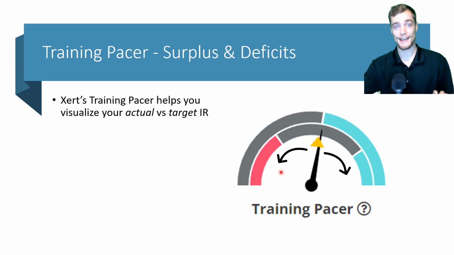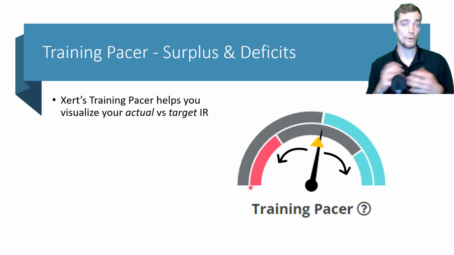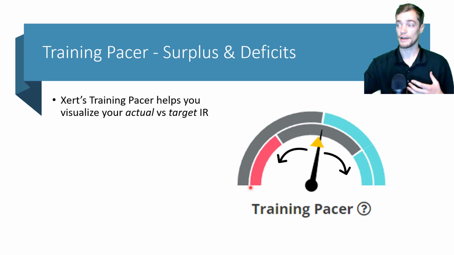What I want you to understand is that the goal of the training pacer is not to have a 0 XSS deficit at the end of every day. You do not need a 0 XSS deficit. Instead, you can use the inner of these two circles to help you understand where your training needs to be as you progress through your training program or as you use continuous improvement.